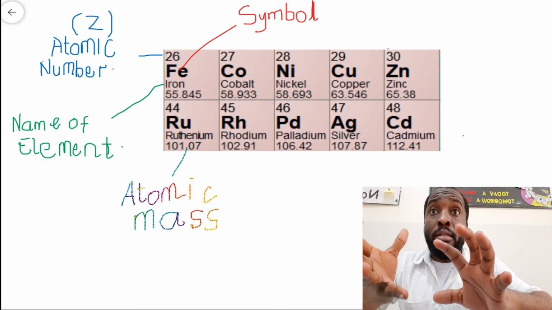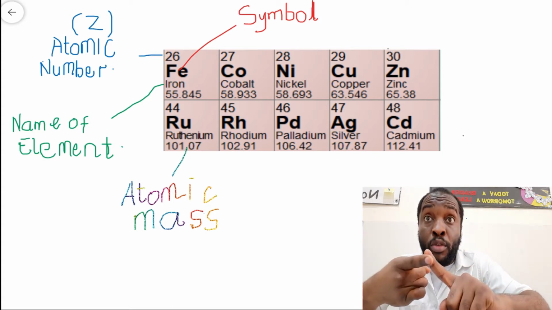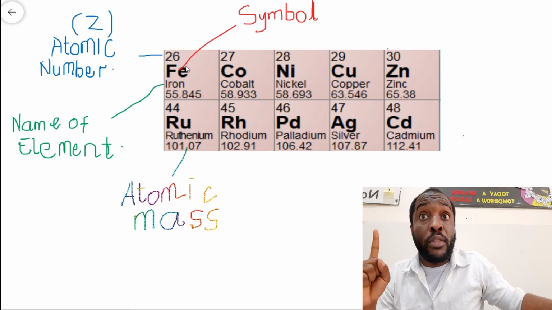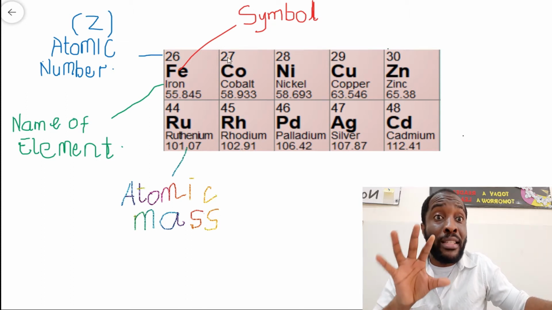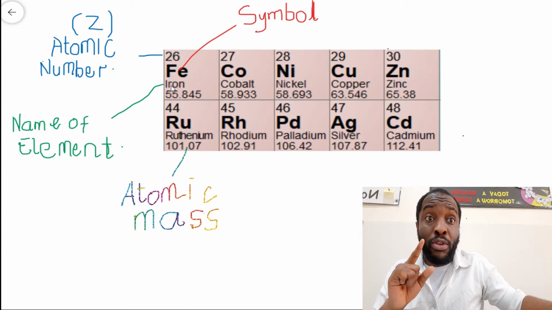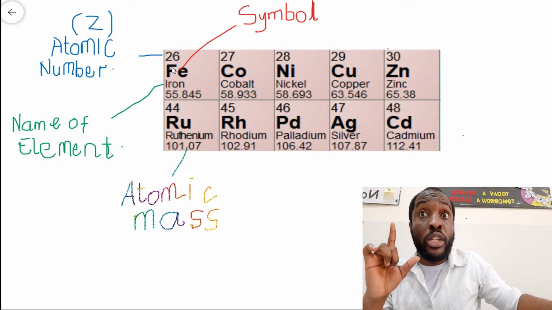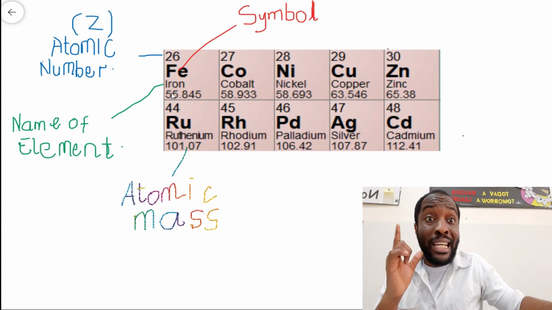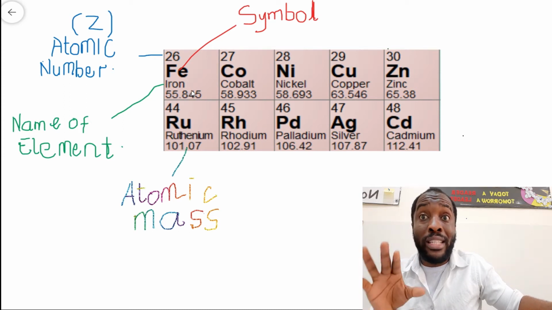When we look at these few elements we've written on our board, which looks similar to what you've written on your pieces of paper, we will find some letters. Like we discussed in our previous lesson, these letters, one or two, are known as the symbols of elements. We also have the name of the element written underneath that symbol. Now, the upper number, which is usually a whole number, is what we call the atomic number. The number below, which seems bigger than the atomic number and usually appears in decimals, is what we call the atomic mass.